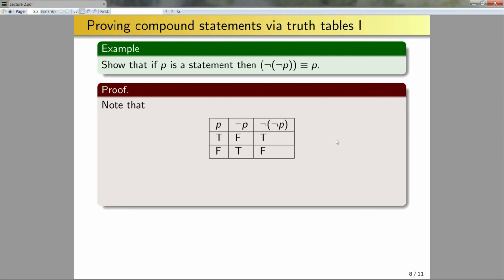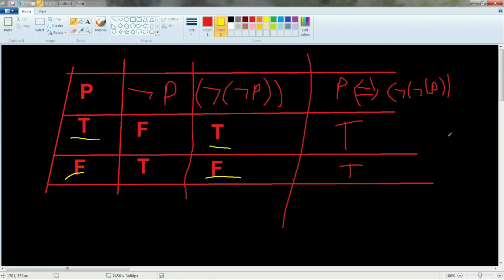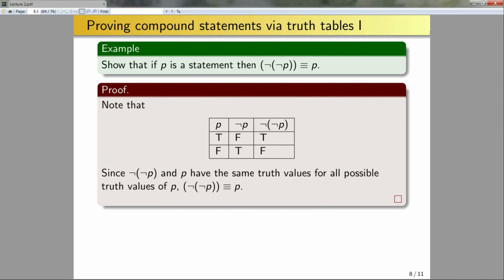Okay, so now that we've done that, we know that this is the truth table that we need, and thus, since not not P and P have the same truth values for all possible truth values of P, then not not P is equivalent to P. So if I were to ask you to prove a statement, I would want to see a proof like this, or alternatively, you can add that extra column to your table, and comment that that statement is true, therefore the statements are equivalent. So it's up to you which one you prefer to do.